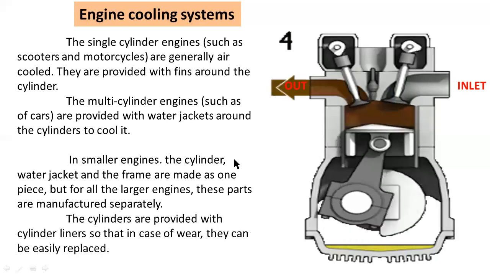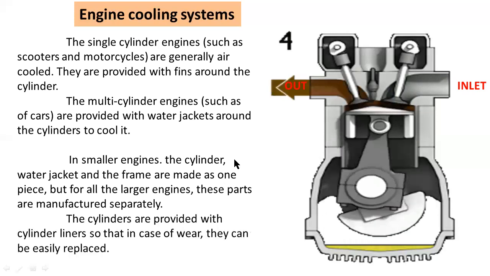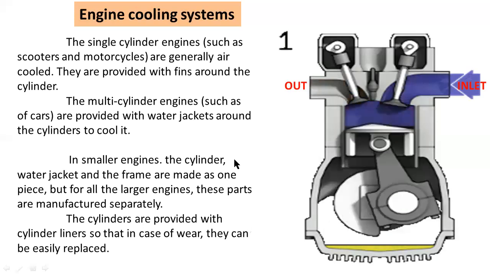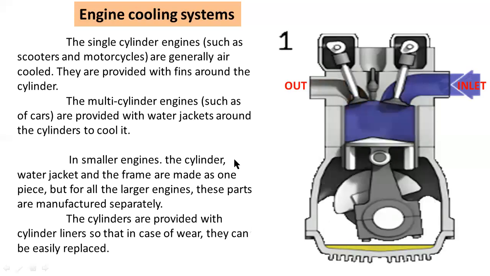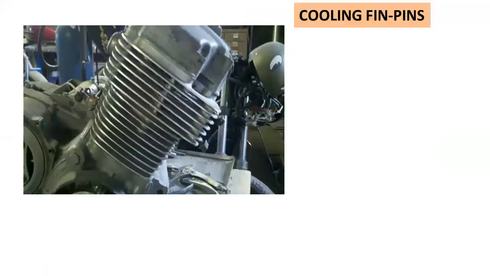The cylinders are provided with cylinder liners so that in case of wear, they can be easily replaced. Okay, so this is the example for cooling fins. These cooling fins are used for single cylinder engines. This is an air cooling system. Here the engine may be cooled by air.